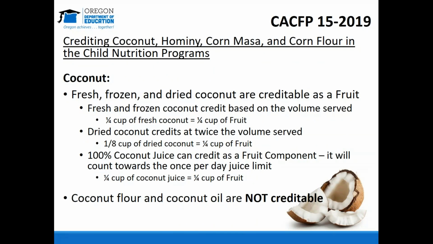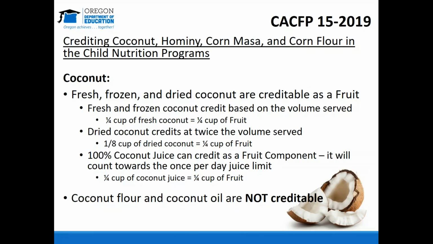So I'm going to go over the final rule with all of these different ingredients. And since this memo had so many items, we will go through the crediting for each item one by one. So let's start with coconuts. With this memo, coconuts now credit as part of the fruit component. Fresh and frozen coconuts credit based on the volume served. So a 1/4 cup of fresh coconut will equal a 1/4 cup of fruit. So this is just like most fruits out there.